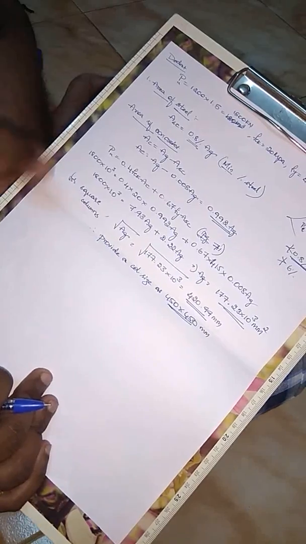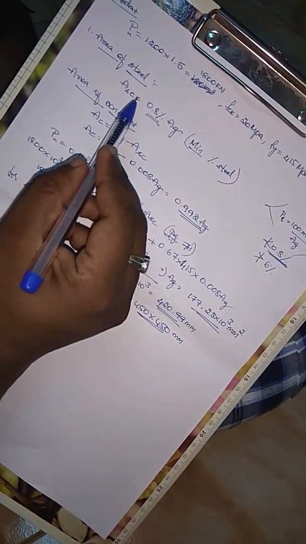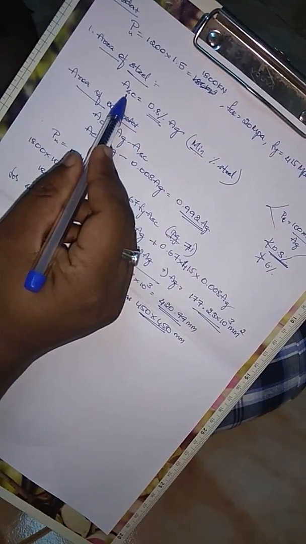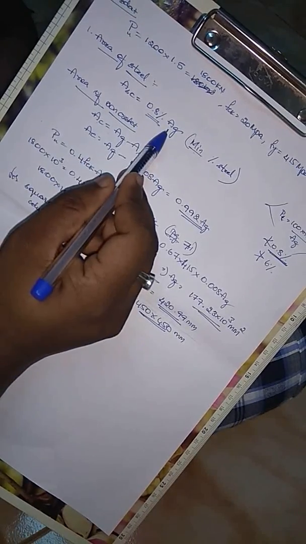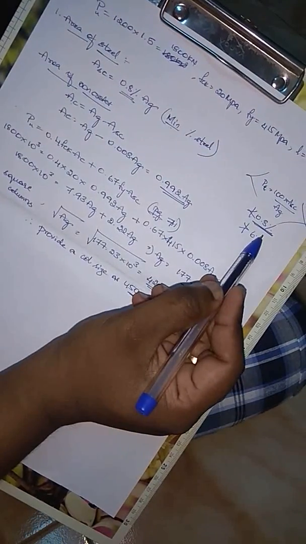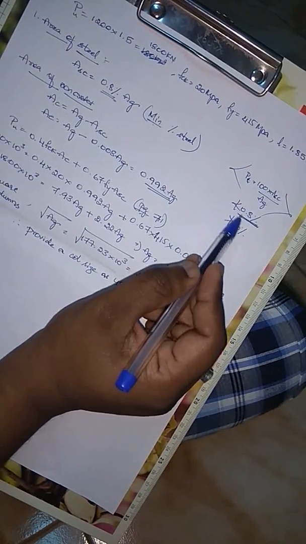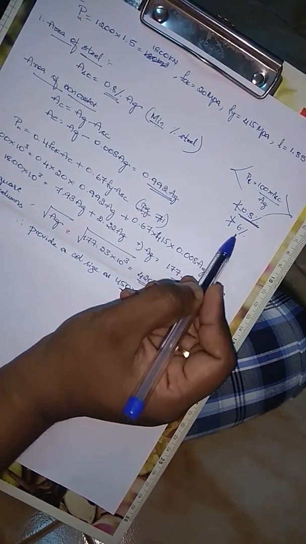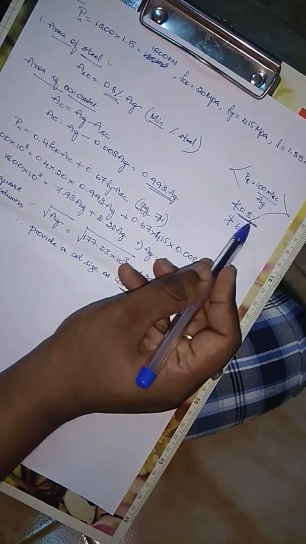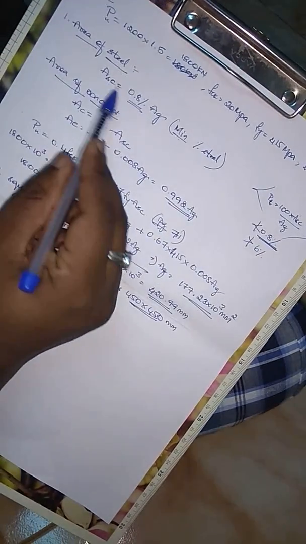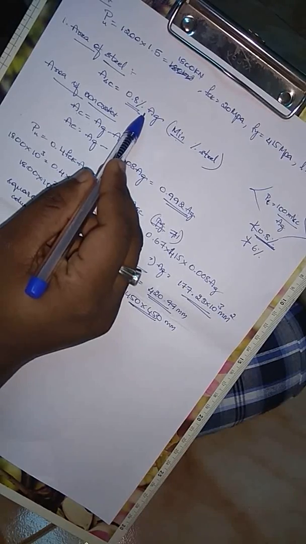Okay, so this is the step which is extra compared to the other three problems that we have solved. I'll go back once and explain again. First we need to assume ASC as 0.8% of AG. Why 0.8%, I have already explained: the percentage of steel should not be less than 0.8% and should not be more than 6%. So I have taken the minimum percentage of steel. So ASC is equal to 0.8% of AG.